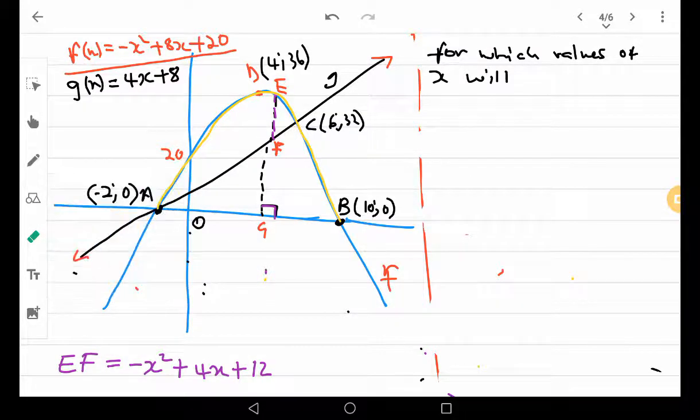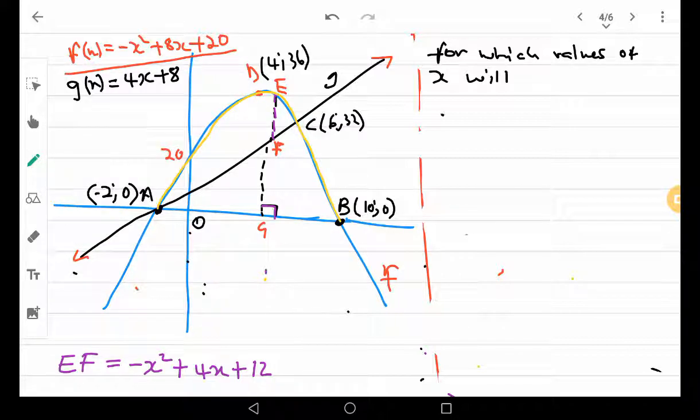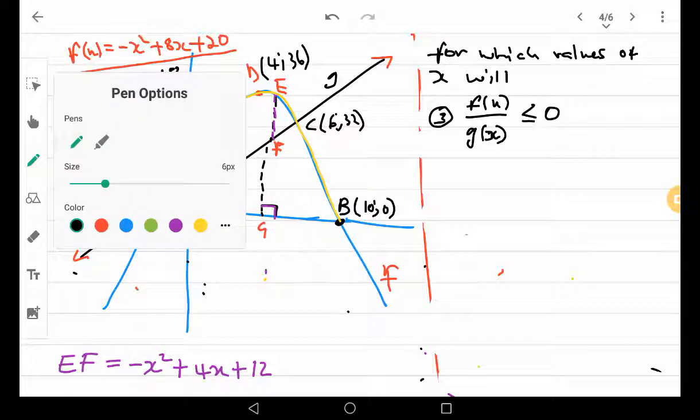For which values of x will this hold? Let's put it this way: f of x divided by g of x is greater than or equal to 0. This one can say greater than or equal to 0, or less than or equal to 0. So if it's less than or equal to 0, coloring. Where's my yellow one? My yellow one, come back.